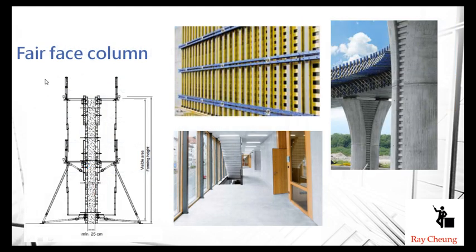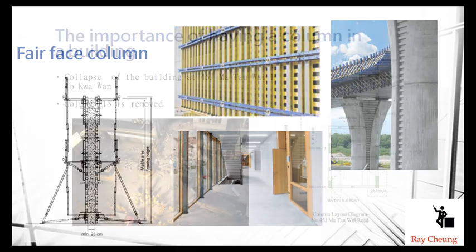And this is a so-called fair face column. What they did is just take out the formwork after concreting. This is the final outcome. The architect doesn't put too much on the column, which means they can show the final outcome of the concreting. This is the so-called feature they want to provide.